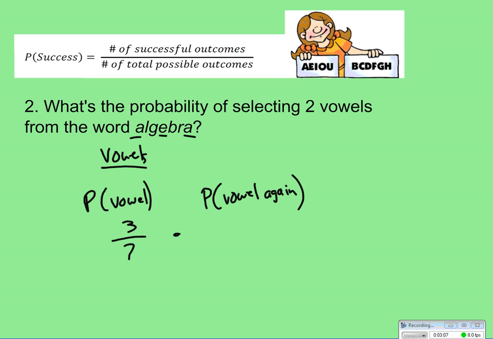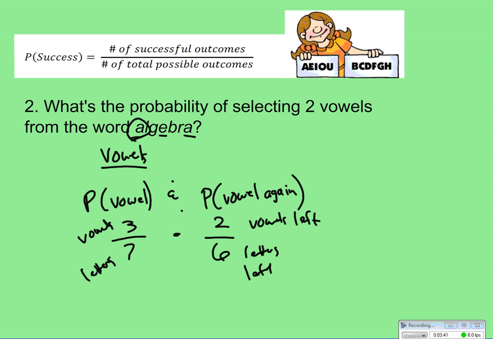Now I've already picked that vowel, so that vowel's gone. So there's 1 less vowel, but there's also 1 less letter. So the probability of me picking another vowel is going to be that. All right, so I've got to pick a vowel and pick another vowel. Well, there's 3 vowels to start out of 7 letters. Once I pick out that vowel, say I pick out this first A, well, that leaves me with 6 letters left and 2 vowels left. So that's going to be my probability. So 6 over 42 when I multiply that, or 1/7. That would be my probability of selecting 2 vowels from there.